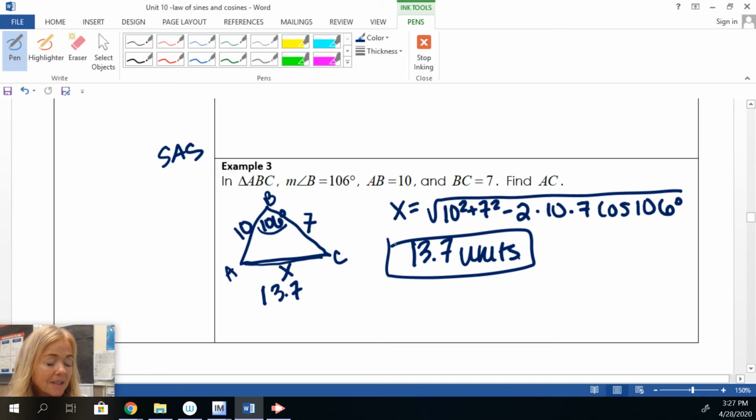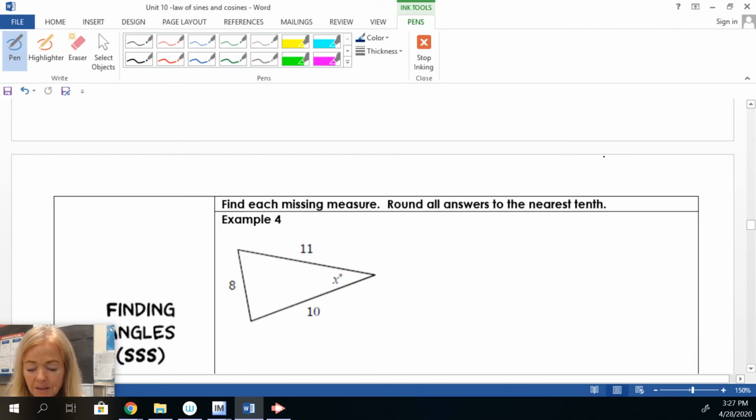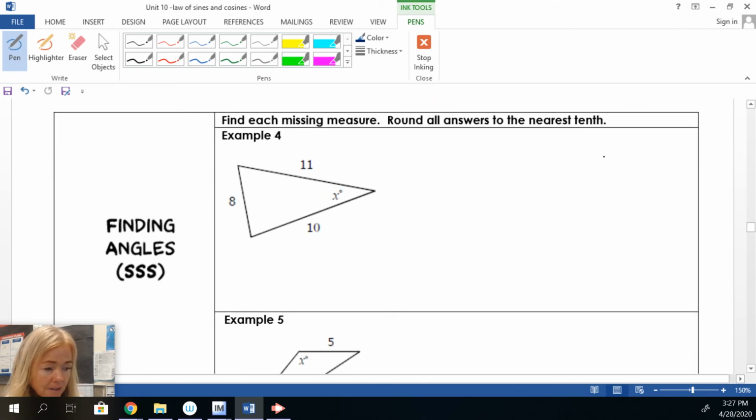All right, I'm going to go ahead and stop there. Actually, do I have time for one more? It might help if I have one more done. Let's do one more. So these are side, side, side. So here we have an issue because we have side, side, side. Okay, side, side, side means that when you plug it into your formula, this is the side opposite the angle.